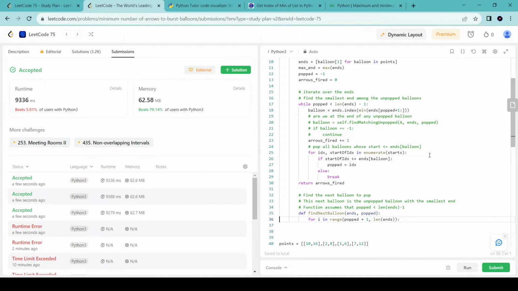So for i in range pop plus 1 to length, okay, actually smallest equals pop plus 1. Smallest equals ends, small idx. Okay, cool. Return the index of the next balloon to pop.